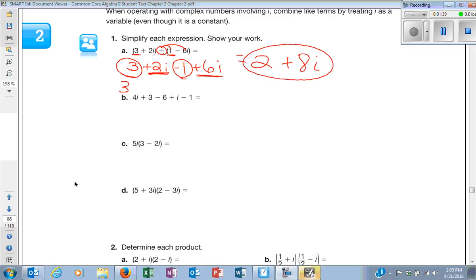Again, it would look like this: 3 minus 1 plus 2i plus 6i. I just move these guys so they're right next to each other. Remember, when I move it, I keep my sign that is with it, so that's why I have -1.